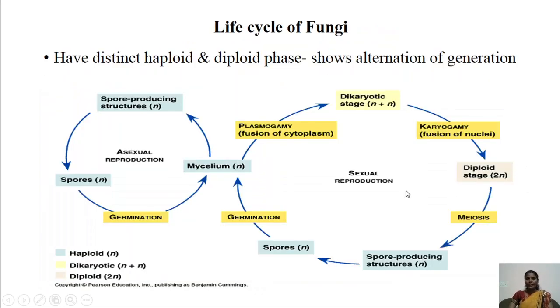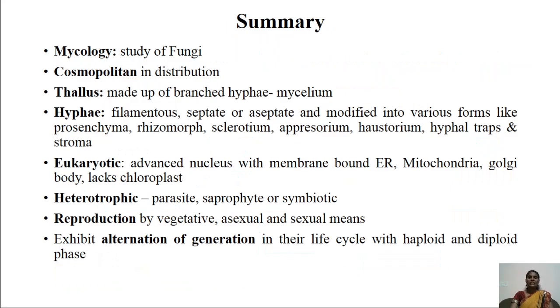Coming to the life cycle of fungi, they have distinct haploid and diploid phases. Fungi reproduce asexually by the haploid phase, whereas sexually by the diploid phase. So the haploid phase always alternates with the diploid phase. Hence fungi exhibit alternation of generations in their life cycle. With this, let me give a summary of this session, that is general characters of fungi.